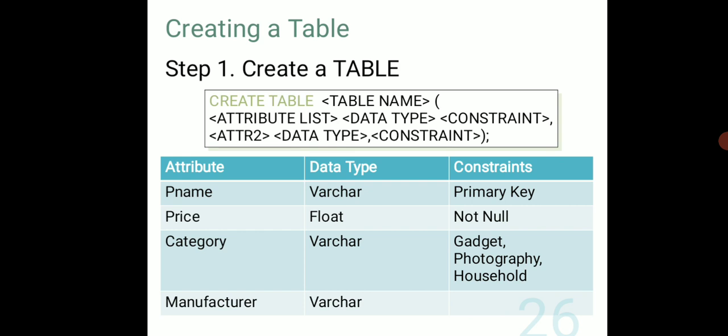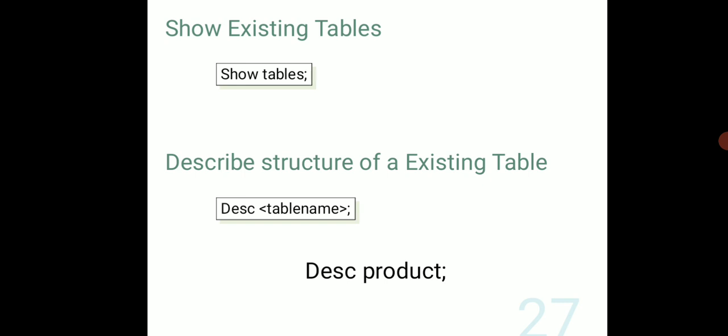Here product name, price, category, manufacturer are attributes. Varchar and float are data types. Primary key, not null, and the check for gadgets, photography, household are constraints. So for an existing table, show tables, and to describe the structure of an existing table, you have to use the keyword DESC. After that you give the table name, and it will describe the overall structure of the table.